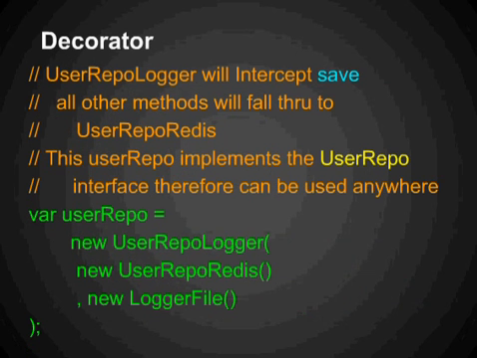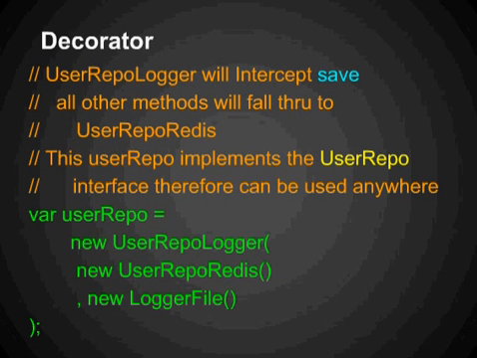So let's see what this looks like. Now I'm going to actually create one of these monsters, and I'm just going to call it user repo. I'm going to create a new user repo logger, and for grins, I'm going to pass in a user repo Redis. I didn't show the constructor parameters here, but you can imagine them.